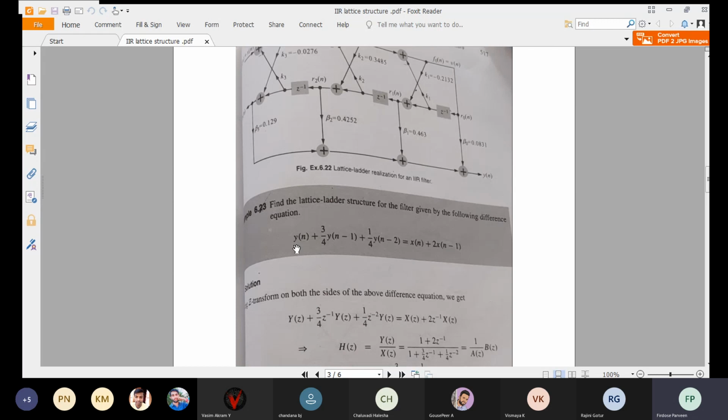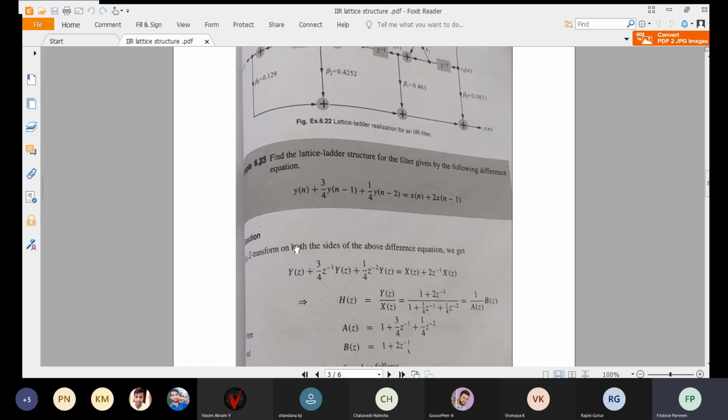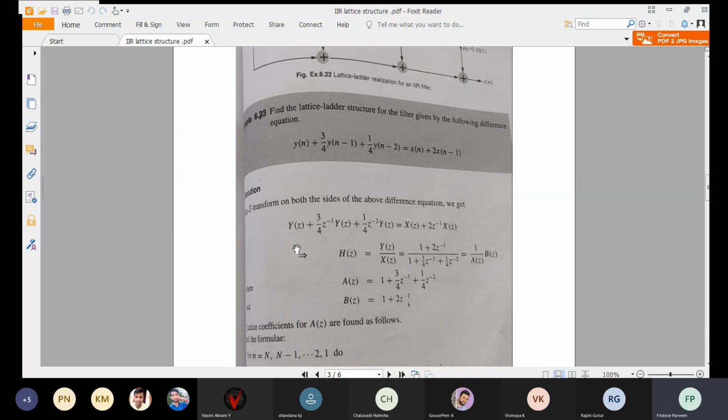So next question. Find the lattice ladder structure for the filter given by the following difference equation. So this can also be written in Z transform. How can we write? Y of Z, Z inverse Y of Z, Z raised to minus 2 Y of Z. This is X of Z plus 2 Z inverse X of Z. So keep it in this, that is B of Z by A of Z.